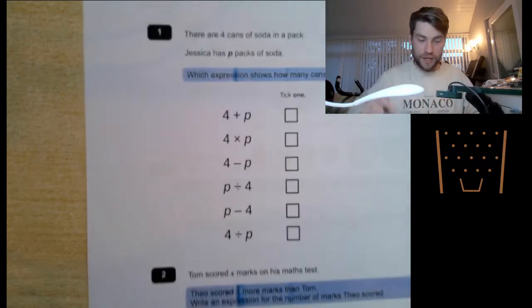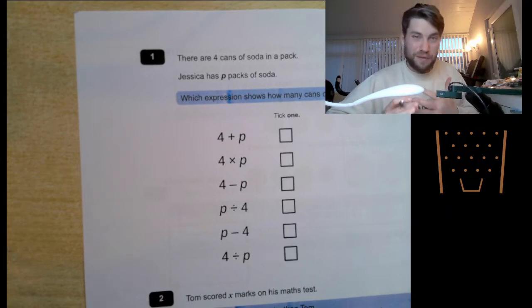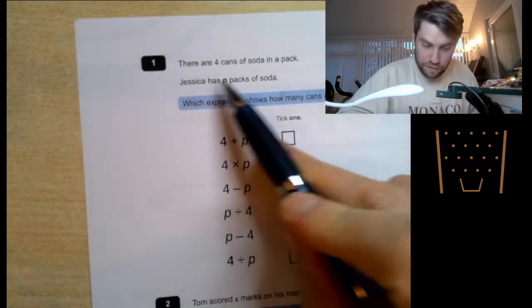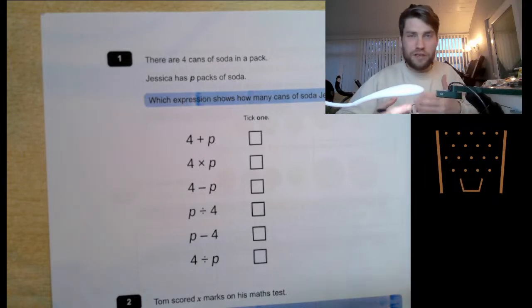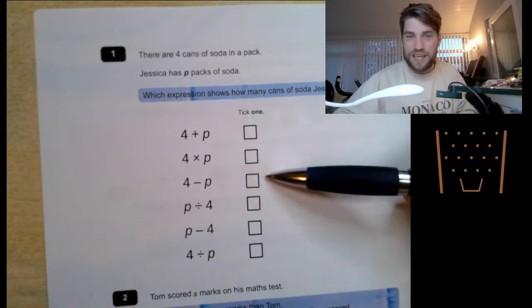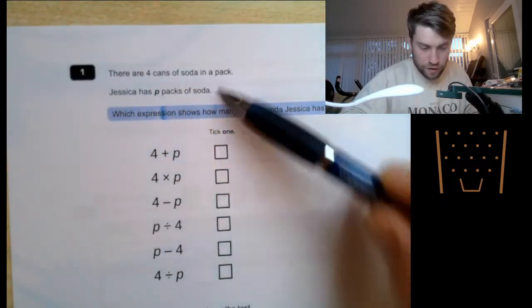Right, let's go. These questions are not from a specific exam paper, but they are just general exam questions that have been in past papers. So, let's have a look. There are 4 cans of soda in a pack. This is classic. It's on other maths questions as well. GCSE, to be honest, I've seen this type of question at GCSE before.